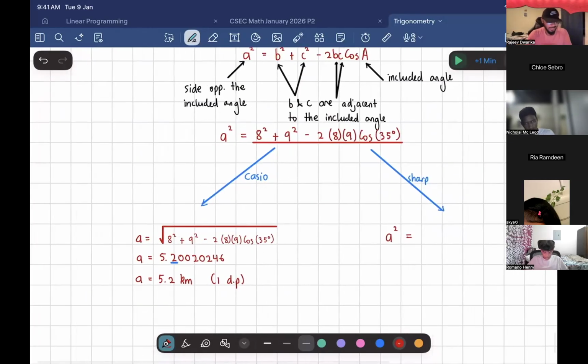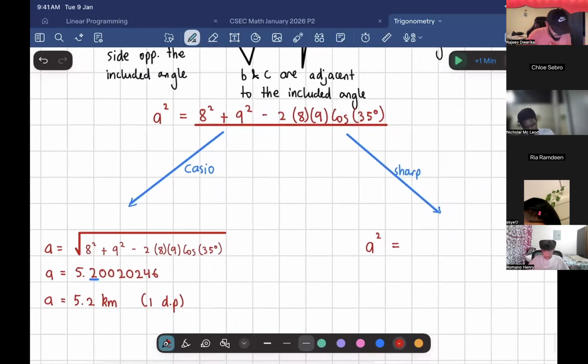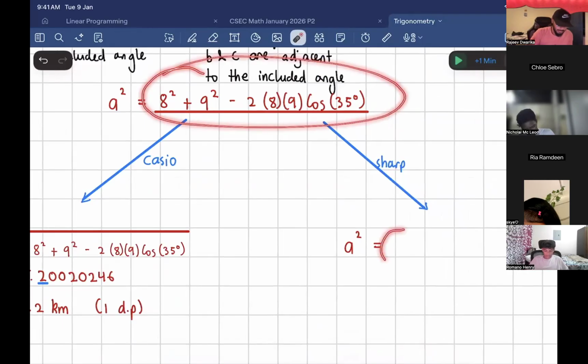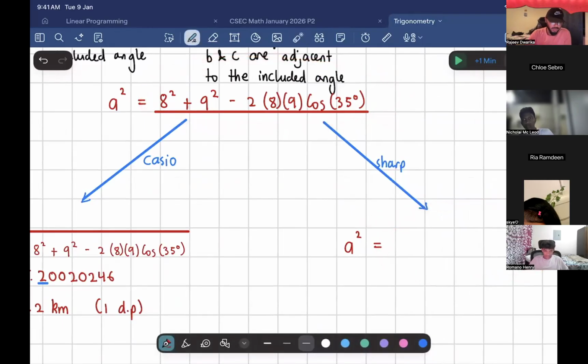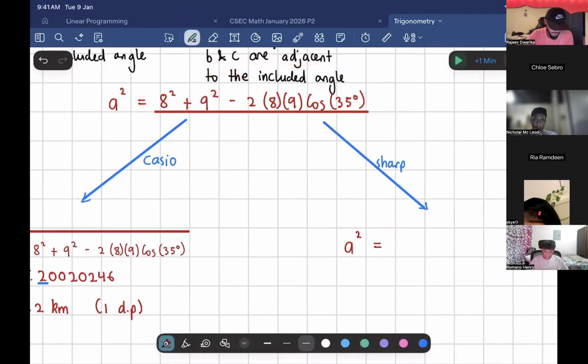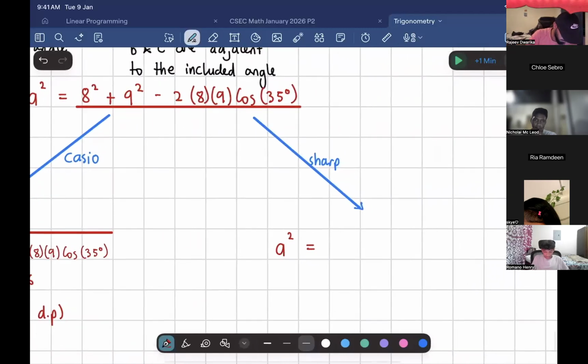Okay. So Casio users, you should be fine. Sharp users, talk to me guys. What did you all get after plugging this into the calculator? Chloe, what did you get after plugging this into the calculator? I have a long number. That's okay. Talk to me. What number did you get?